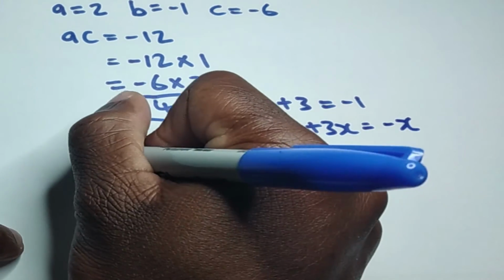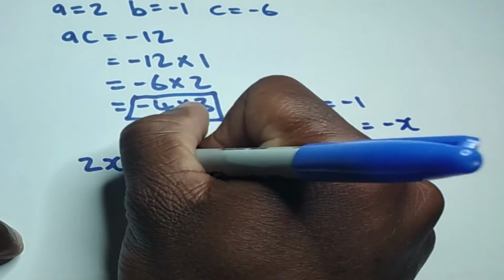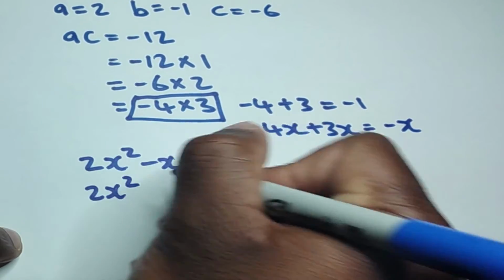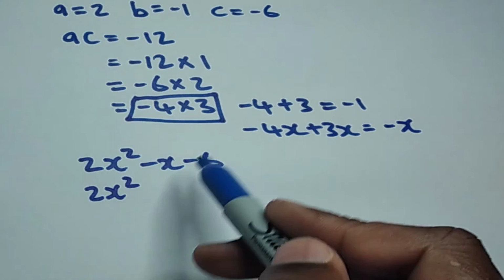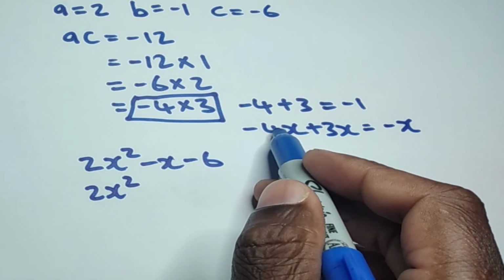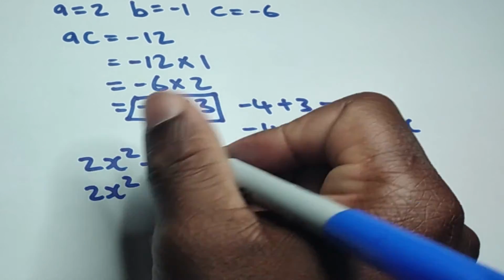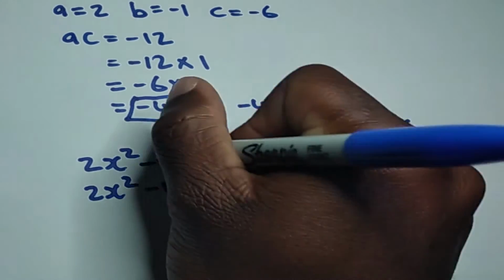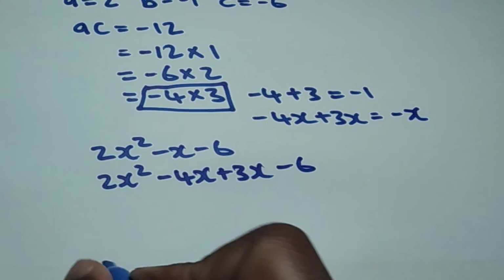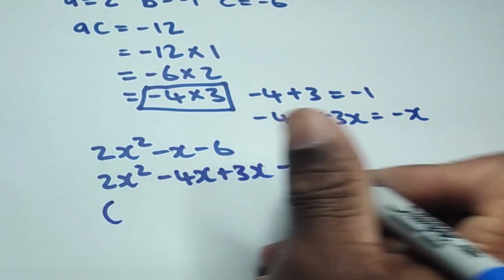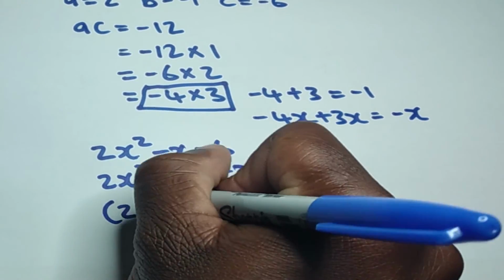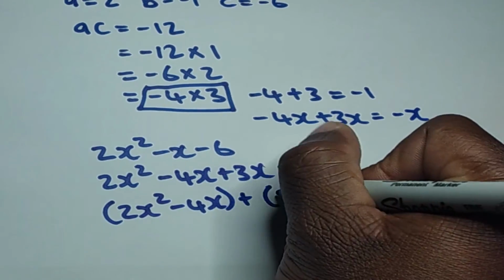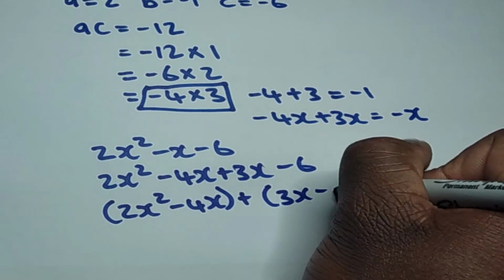So I'm going to bring this down now. I have 2x squared minus x minus 6. So I have 2x squared, and again, I'm going to rewrite the negative x as negative 4x plus 3x. So negative 4x plus 3x, and I still have the minus 6 here. Now I'm going to group the first two terms and the last two terms, the first two terms in one bracket and the last two terms in another bracket.